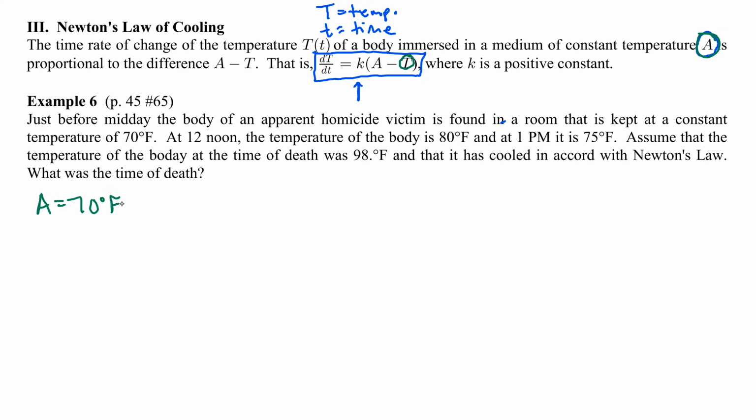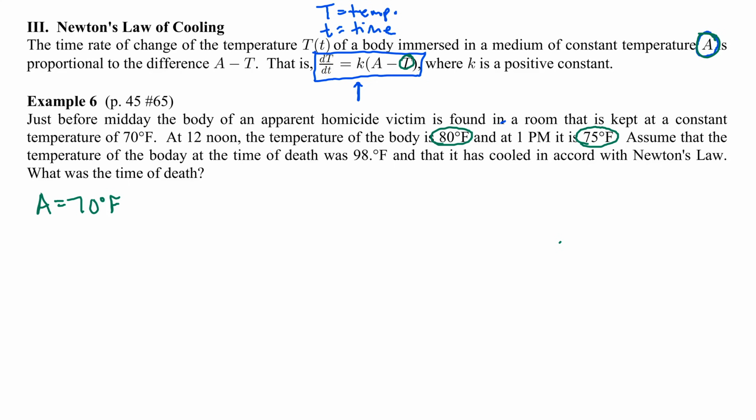Okay, normal temperature is 98.6, something like that. So this is going from temperature 80 to 75 in 1 hour. So we can see the temperature is decreasing. Assume that the temperature of the body at the time of death was 98 degrees and that it has cooled in accord with Newton's law. What was the time of death?